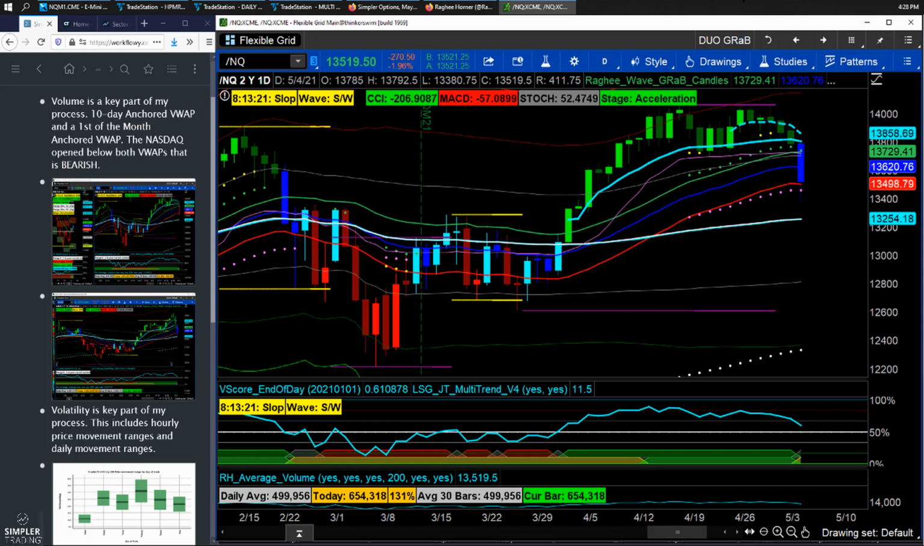Now, here's the tricky part. The NASDAQ was double green, meaning our 8 was over, our 13 was over, our 21 was over, our 34. Okay, so that's good double green structure. But when we open below both of these, there is a higher probability of weakness. Now, this is a dramatic example, but it's not the only example.